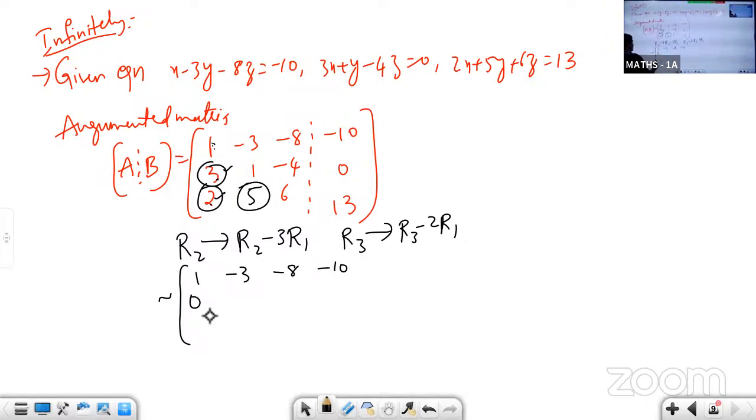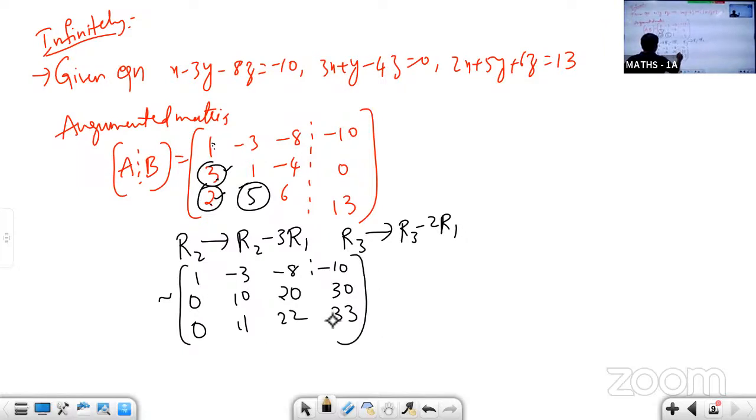Now R2, this becomes 0. This becomes 10, 20, and this is 30. And when you apply this operation on R3, 0, 5 minus 2 into minus 3, that is plus 6, what I'm getting is 11 and 22, and this is 33. Is it clear?